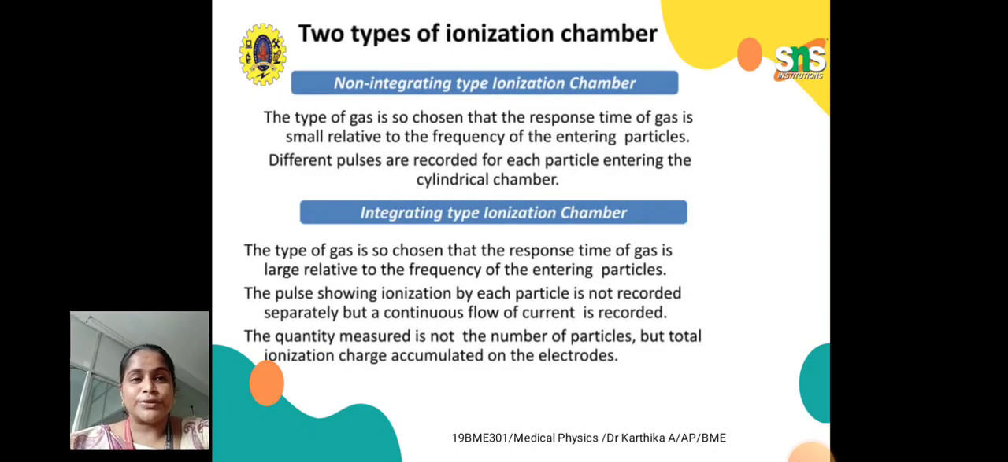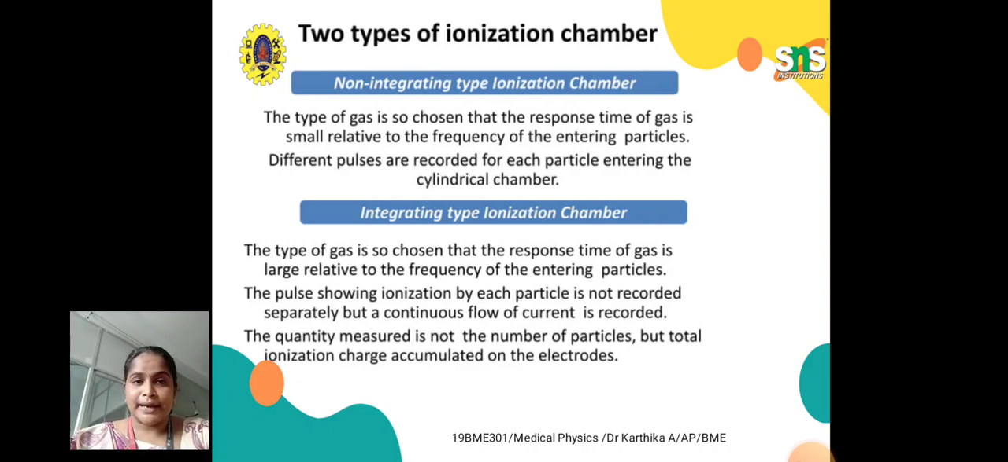And we have two types of ionization chamber. First one is the non-integrating type ionization chamber. Second one is the integrating type. In the non-integrating type, the gas is so chosen that the response time of the gas is small relative to the frequency of the entering particles. Here, different pulses are recorded for each particle entering the cylindrical chamber.